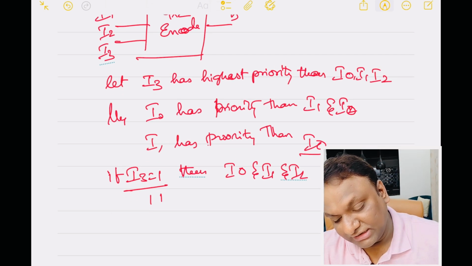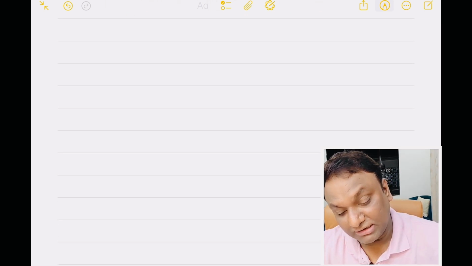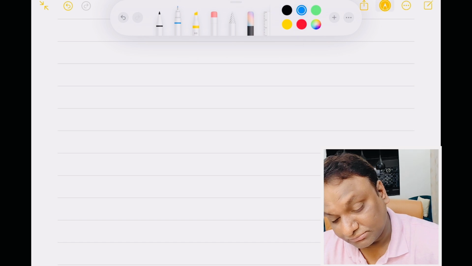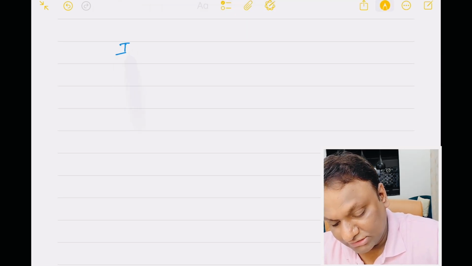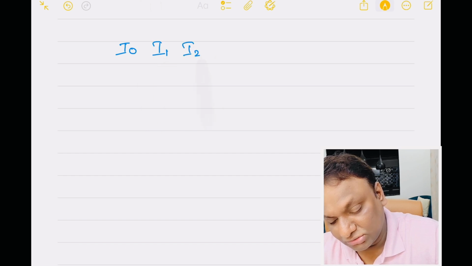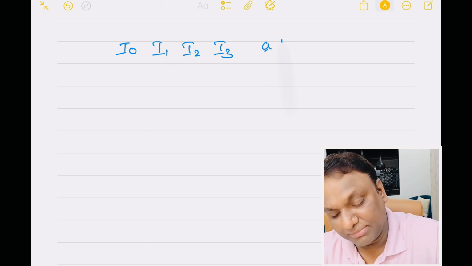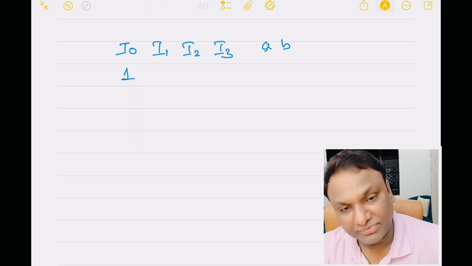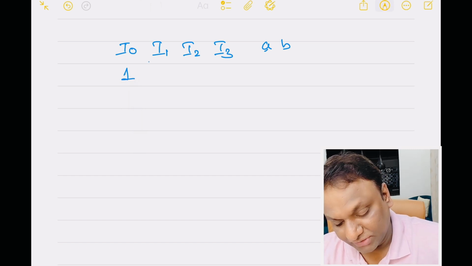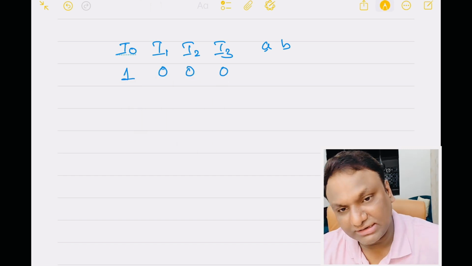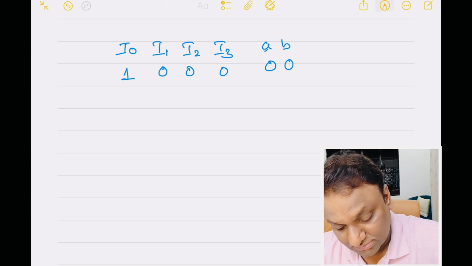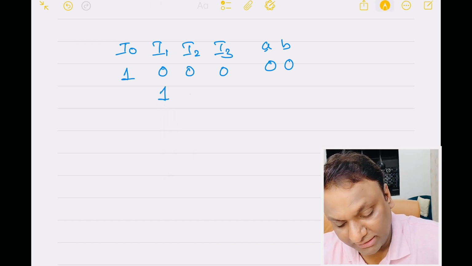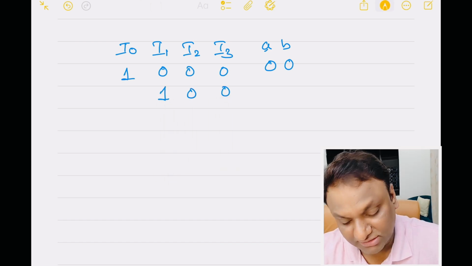I will try to explain the same thing through a truth table. This is I0, I1, I2, I3 and A and B are my outputs. If I0 is equal to 1 and the rest of the inputs are 0 0 0, then I will get output 0 0. Now if I1 is equal to 1, I2 equal to 0, I3 equal to 0.